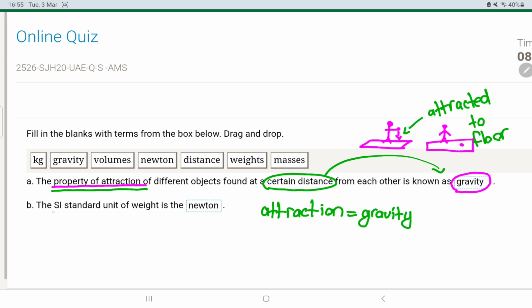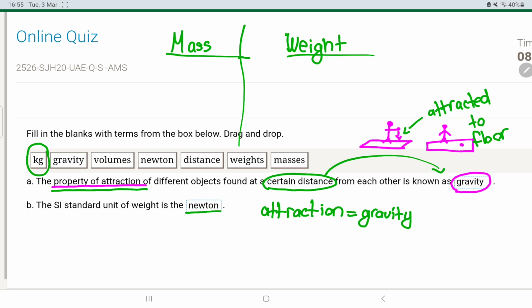Next, the SI standard unit of weight is, now here they want to confuse you between kg and Newton. So here they're basically confusing you between the mass and the weight. Okay? So what's the difference? The mass here, M for mass, M for matter. So mass is how much matter, and the weight is the pull of gravity. You can take this as a note if you guys want.